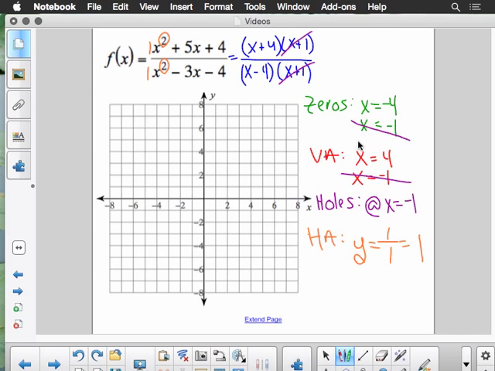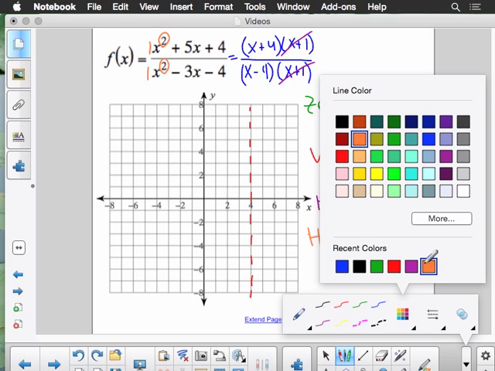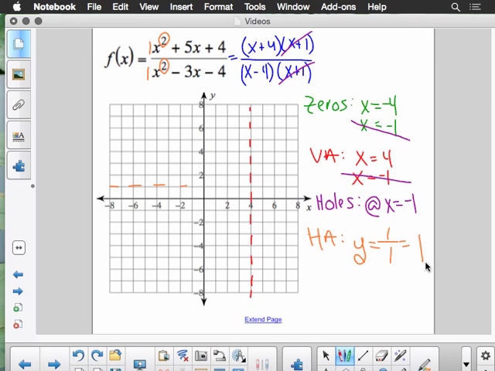Now that we have all the information that we need, we are going to start with the vertical asymptote and the horizontal asymptote. I had a vertical asymptote at x = 4, so I go to x = 4. Remember, the asymptotes are just dashed lines. So I have a vertical right there, and a horizontal at y = 1. Then I'm going to have a zero at x = -4. So at -4, I am going to cross the graph right about there. That's about the only other thing I can do.